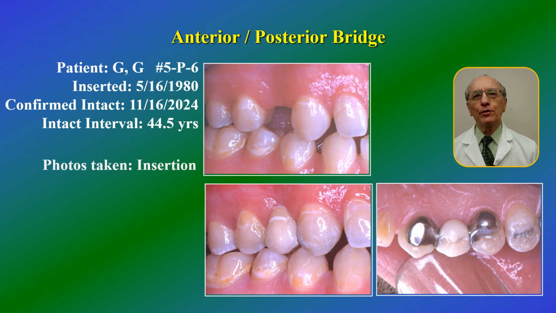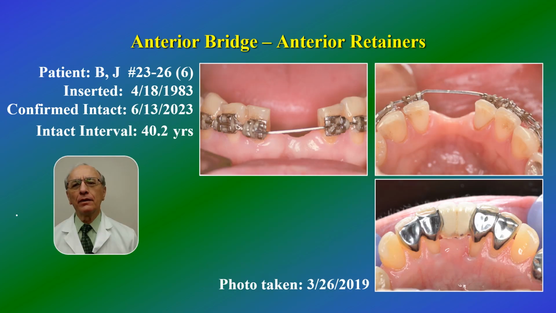This 3-unit bridge was one of the earliest Maryland bridges, including both an anterior and posterior retainer. This bridge has been intact for over 44.5 years. As an early bridge, it was electrochemically etched. The canine retainer should extend more mesial and more incisal. This bridge is continuing to serve the patient for over 40 years.